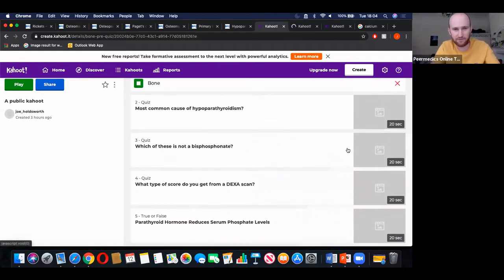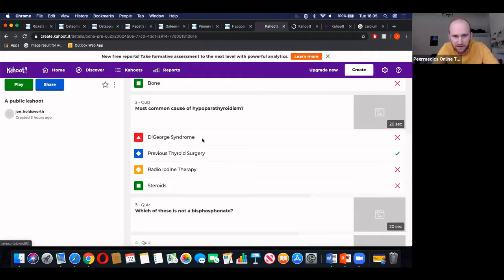So the second question is, what is the most common cause of hypoparathyroidism? Do you think that it's DiGeorge syndrome, previous thyroid surgery, radioiodine therapy, or steroids? Again, you can see the answers on the side, but most of the time it's caused by previous thyroid surgery. So it's an important thing to ask about in histories. Around 9% of people that have a total thyroidectomy will have hypoparathyroidism afterwards.